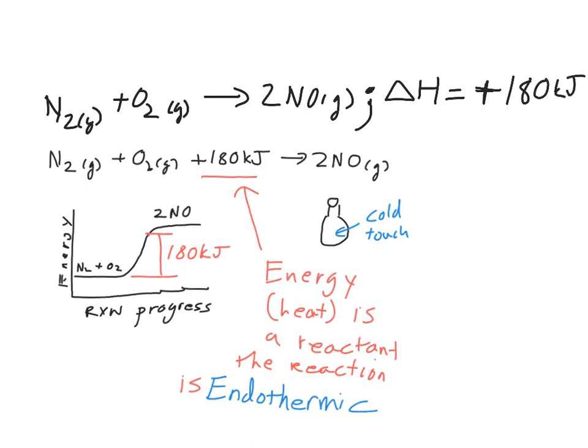So when you see a reaction written in delta H notation with a plus sign, you know that it's an endothermic reaction. So those are endothermic and those are exothermic reactions. Let's come up with a little table here to summarize.